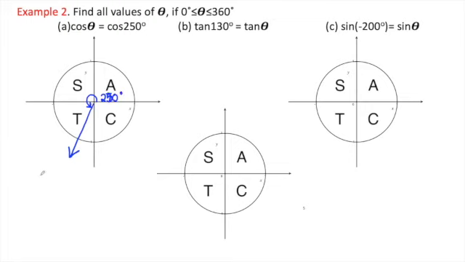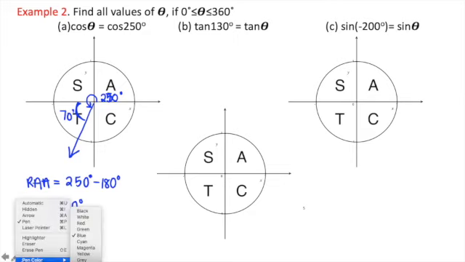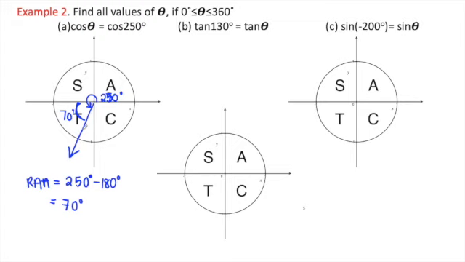Okay, and then you are going to find your related acute angle here. So you know how to do that. Lots of practice with different examples. So you're going to take 250 degrees, and you're going to subtract 180 degrees, which is going to be 70 degrees. So you know that you have a related acute angle of 70 degrees. So now we're going to use that to our advantage, and we know that there's going to be another angle with a related acute of 70 degrees that is also going to be negative, because cosine is negative in our tan quadrant.